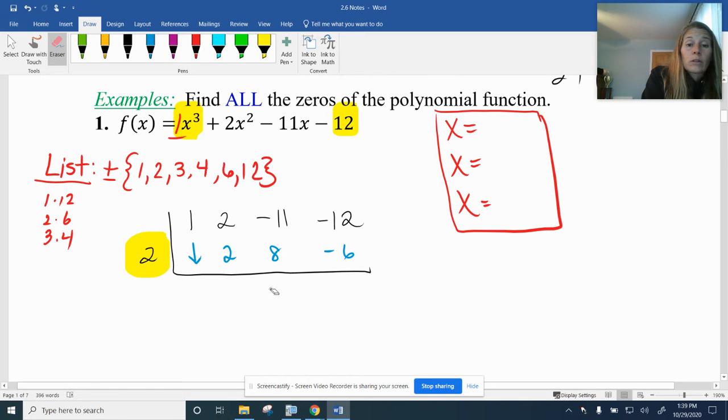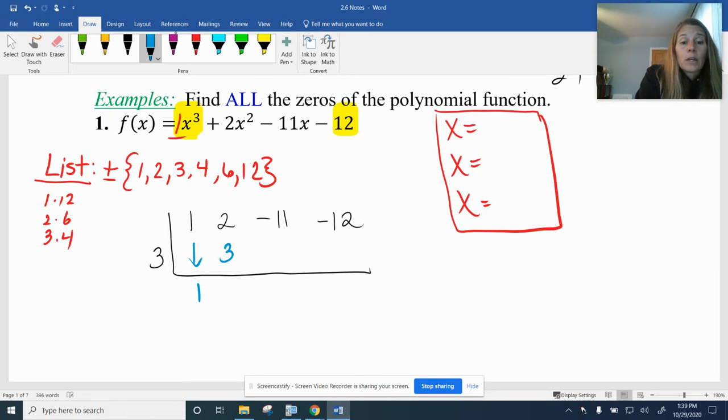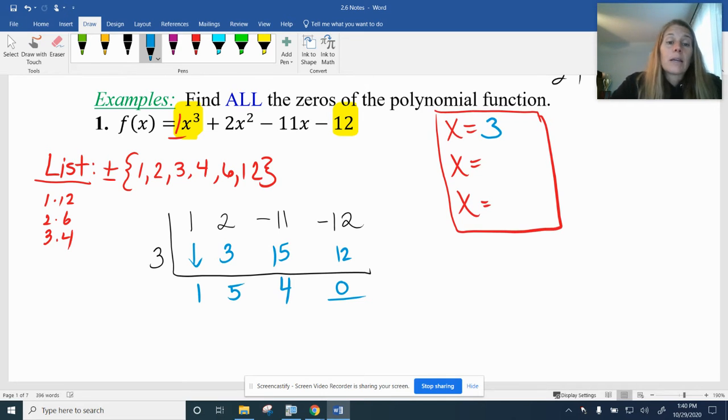So you can either start over somewhere else or erase it if you used pencil, whatever. And now I'm going to try a different number. So maybe this time I'm going to try 3. And you can also try negatives of these numbers as well. So let's see what happens here. So I drop down the 1. 1 times 3 is 3. Add those up, I get 5. 5 times 3 is 15. Add those up, I get 4. 4 times 3 is 12. And those give me that remainder of 0. So I know that x equals 3 is one of my 3 solutions.